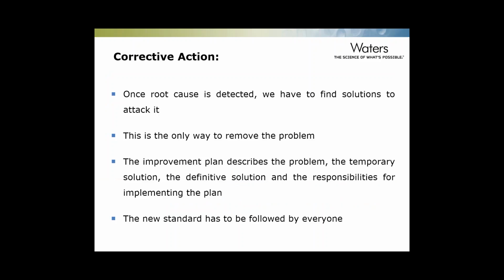And you use an improvement plan that describes the problem. What's the temporary solution? All right. So in this case, if we use our failed mercury example, our temporary solution was to remake the product, right? So we're going to remake the product, reanalyze it, and make sure we get it to the specifications and the levels that we're desiring. All right. And then who's responsible for implementing the plan? And the new standard has to be obviously trained and followed by everyone.